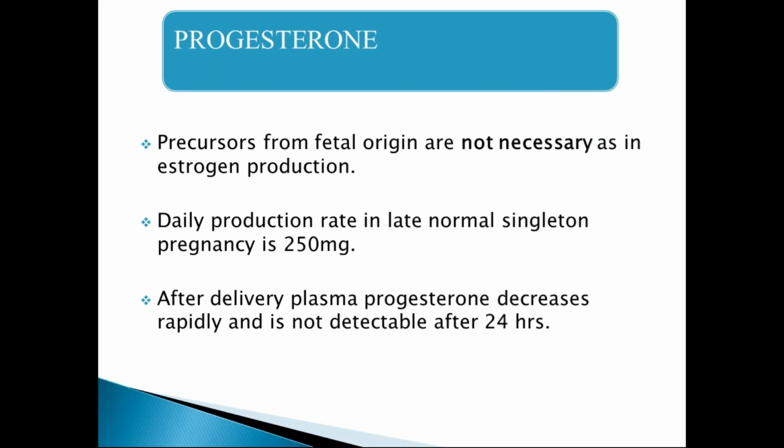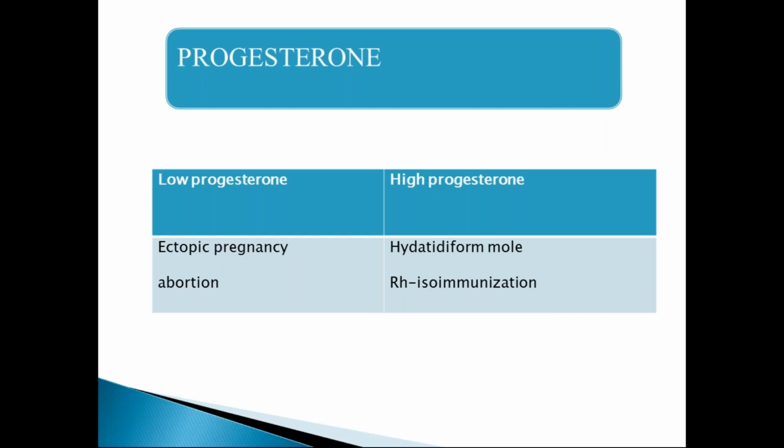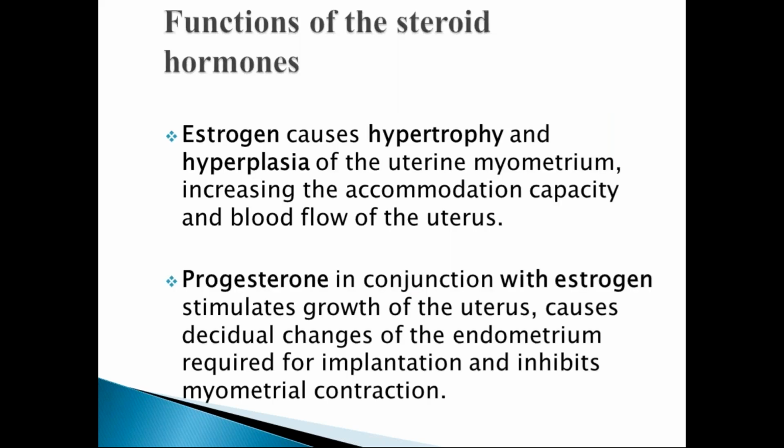So daily production rate is 250 milligrams in a singleton pregnancy. After delivery, its level usually decreases rapidly and is not detectable after 1 day or 24 hours. So what is the significance of progesterone levels? Low progesterone levels usually go with ectopic pregnancy or abortion, and high progesterone levels are seen in hydatidiform mole and Rh isoimmunization.